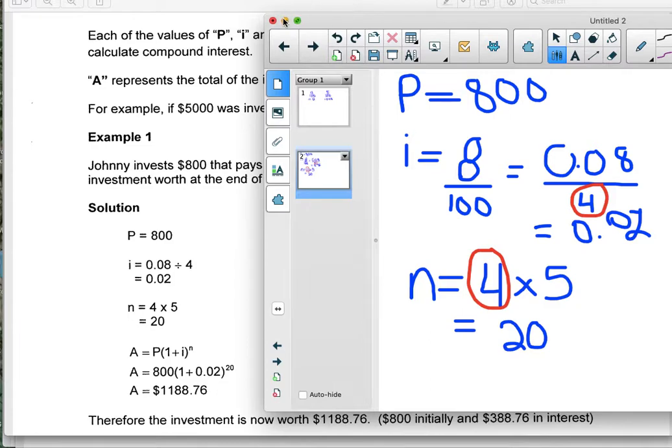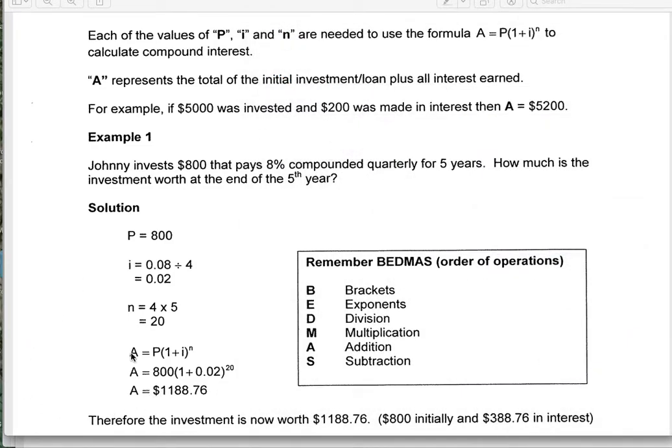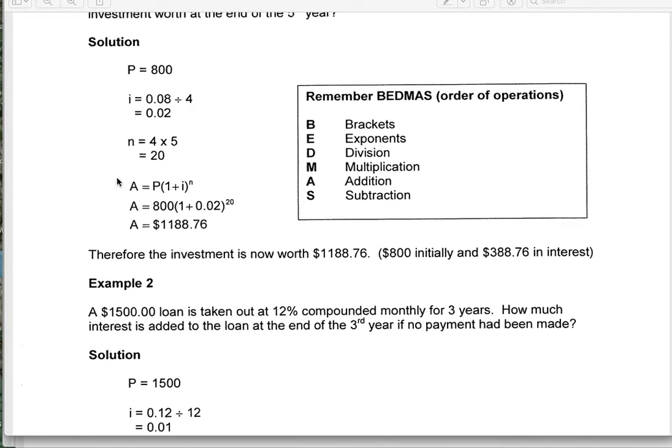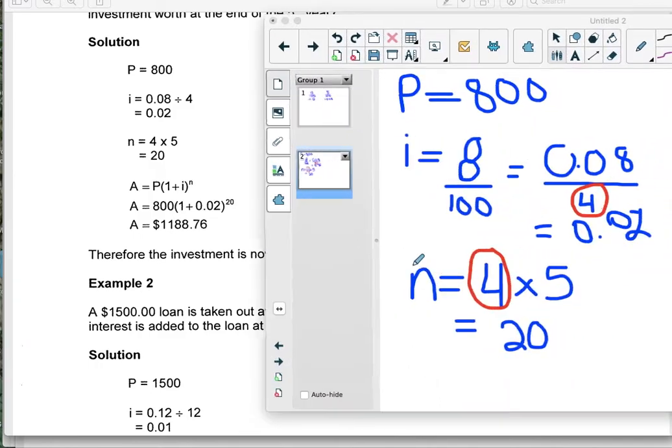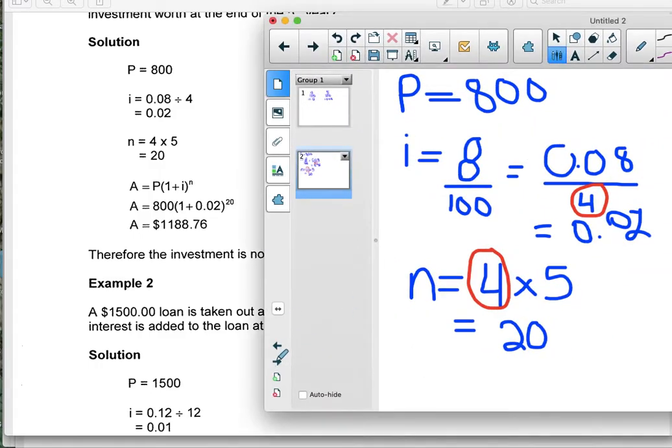So now that we have our numbers, we need to put it into our formula. So this is the formula we're using. We've put our principal, 800. 1 is just a number, so that stays. We put our I value in for I, and our exponent n is the 20. So this needs to be solved in order of operations. The first thing you need to do, you may have a calculator that does this, or you may not. I will show you.